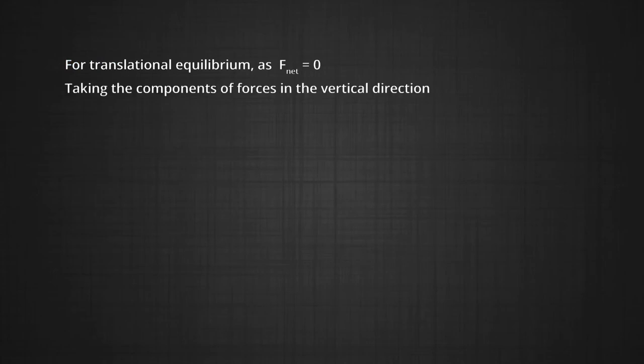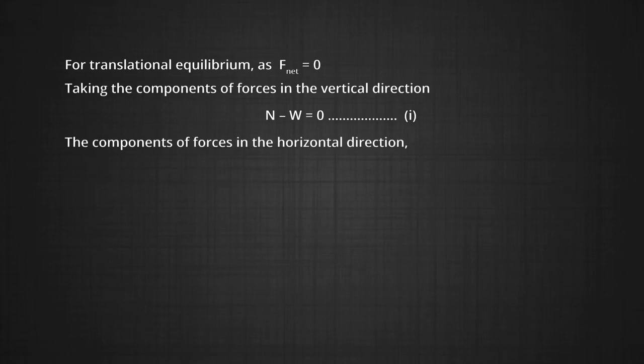For translational equilibrium, we can write net force is equal to 0. Taking components of forces in vertical direction, we get N minus W is equal to 0. That gives us equation number 1. If we take the components of forces in the horizontal direction, then we get force of friction f minus F1 is equal to 0, which gives us equation number 2.